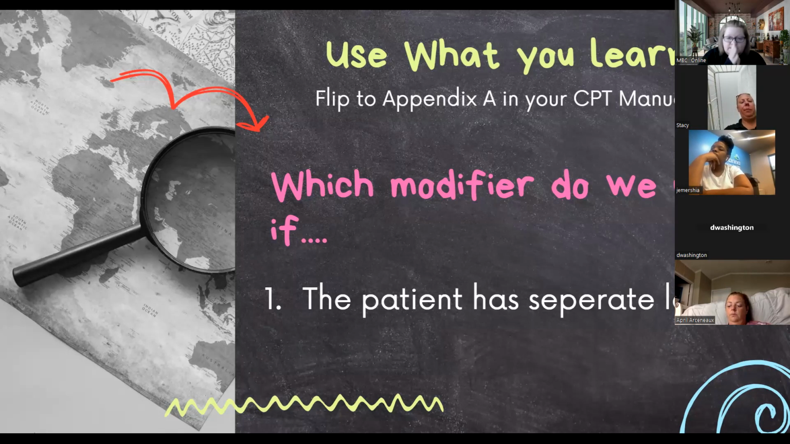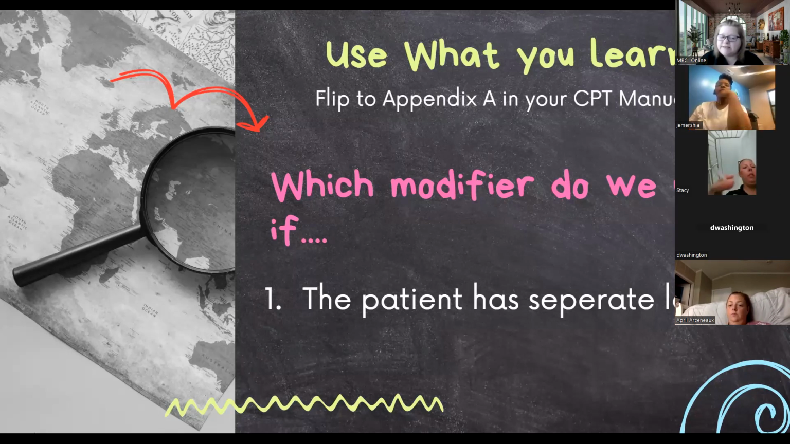Okay, so let's take what we have learned about modifiers and what's in Appendix A on page 917 in our CPT manual, and let's apply that. Feel free to shout it out, whoever gets to it first. Which modifier are we going to use in these circumstances? Our first one is: the patient has separate lesions. Which one are we going to use? Which modifier?